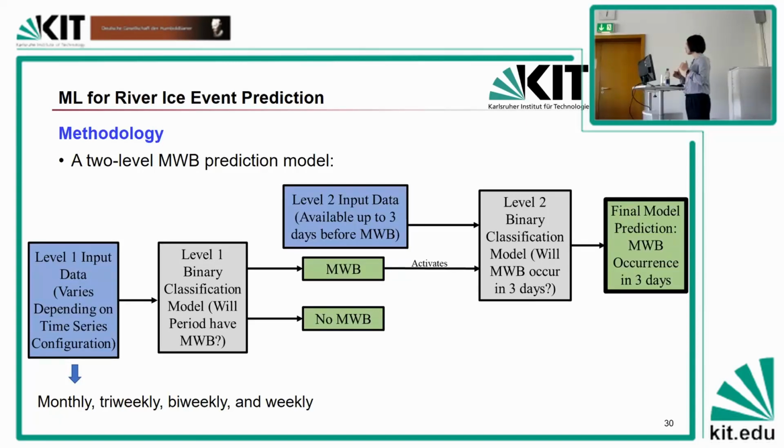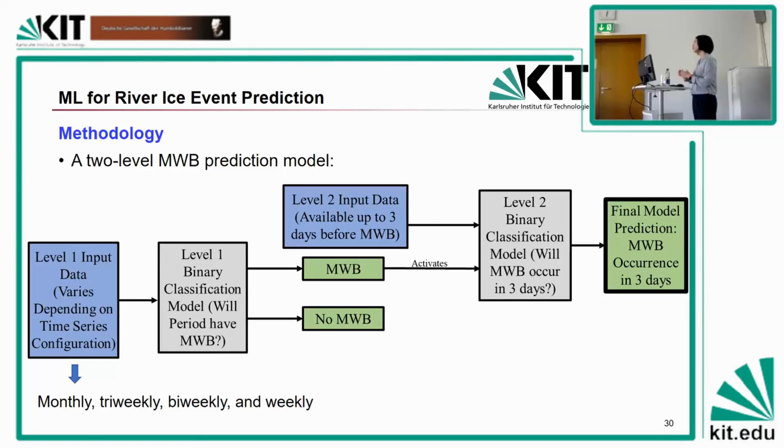So we developed this two-level modeling system, mainly because throughout the whole winter, we won't be able to predict specifically one day, day by day. It can be very computationally expensive. So we divided this into two levels. First of all, we looked at certain periods. Say, for example, in these 2 weeks, is midwinter breakup going to happen or not?